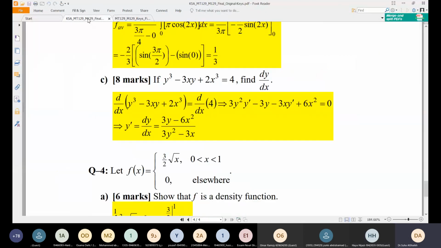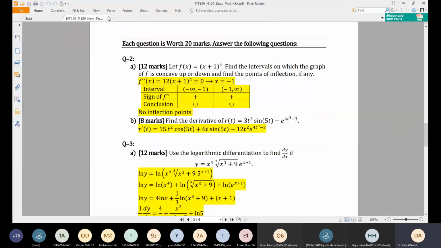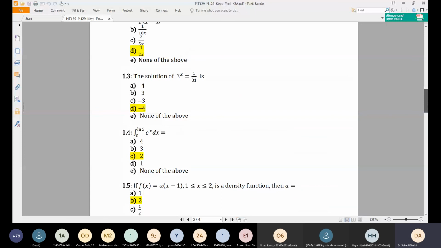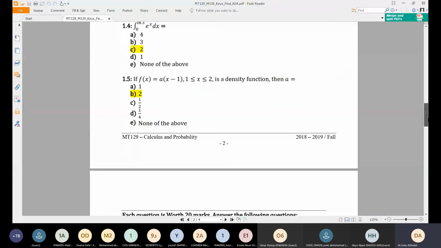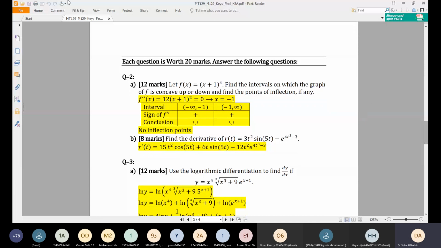This is one sample and this is another sample, for example. Here we go. Again this is another sample, you have multiple choice. Is the first question the same as this one? It's the same.